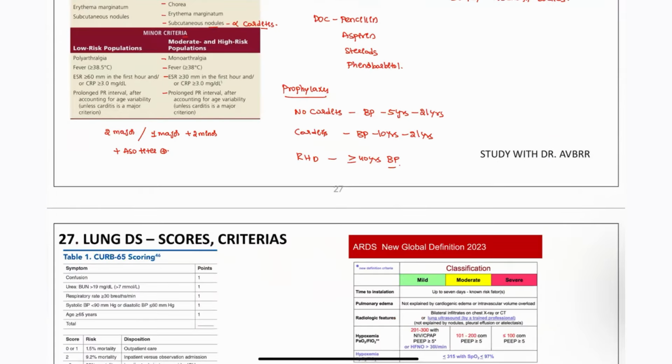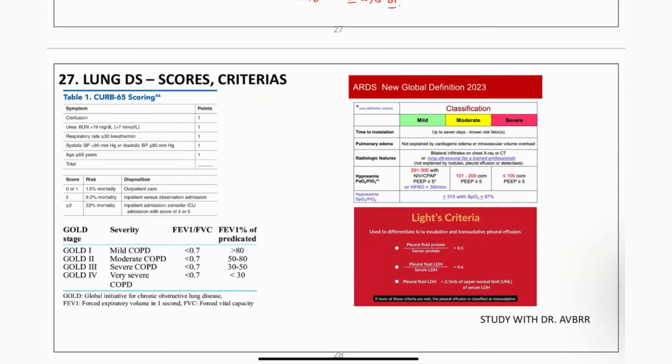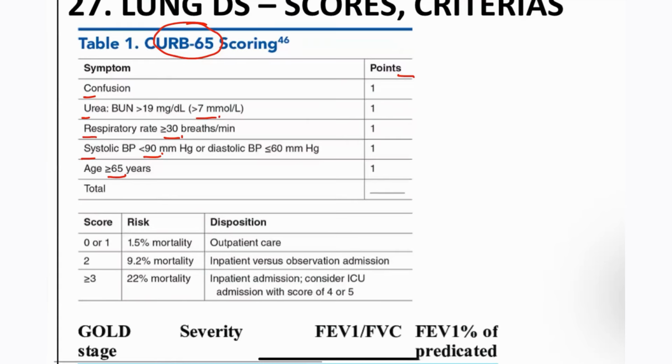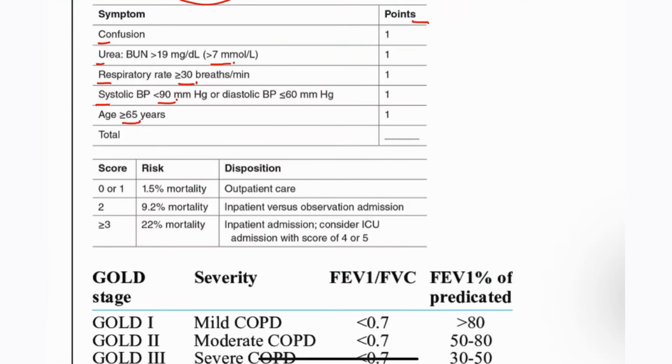The next topic we are going to discuss is lung diseases, with important scoring systems and criteria. First is the CURB-65 score. What is meant by CURB-65? C for confusion, U for urea more than 7 millimoles, R for respiratory rate (tachypnea), B for blood pressure, systolic hypotension, and 65 is for age. Each one is given 1 point. If the score is 0 to 1, the patient can be managed as an outpatient; if it is 2, general ward admission; if it is 3 or more, ICU and ventilation are needed.